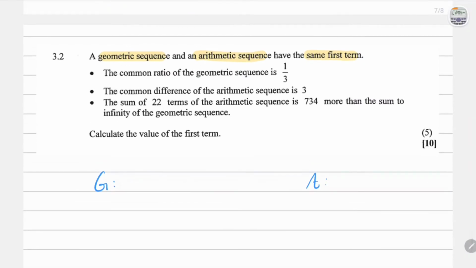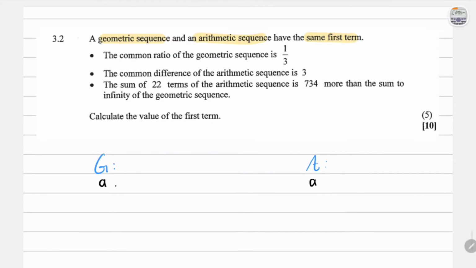And we know the only thing we know about them is that they both have a first term, and we'll just call them a. And then they tell us that the common ratio of the geometric sequence is 1 over 3. So here, r equals 1 over 3. And here the common difference of the arithmetic sequence is 3.